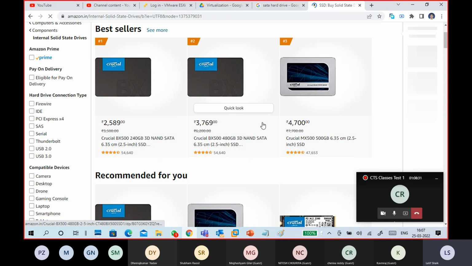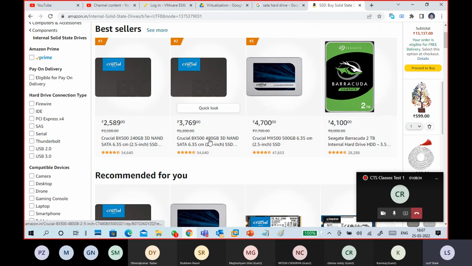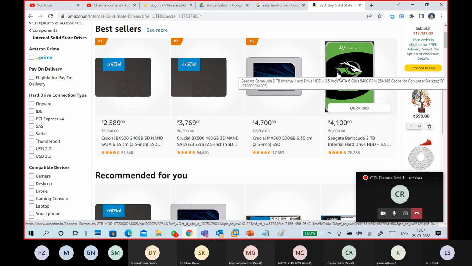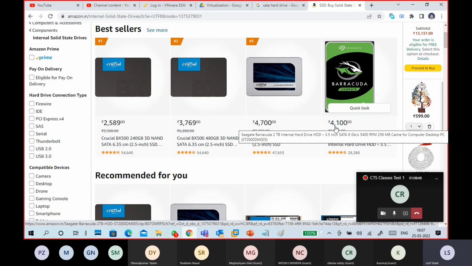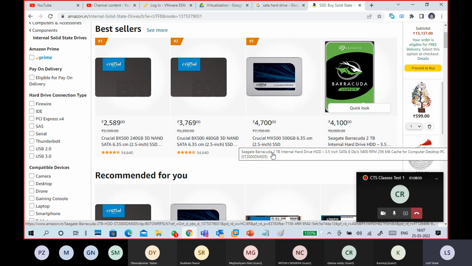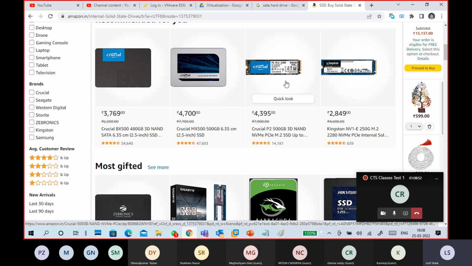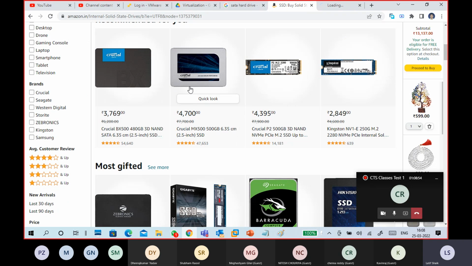Okay, these are the SSDs. Look at here, this type of SSD of 440 GB shows 368, 240 shows 2500, but for 2 terabyte, this is a normal internal PC hard disk, 4100 for 2 terabyte. Okay, so this is another type of SSD, guys. These are two different types of SSDs.